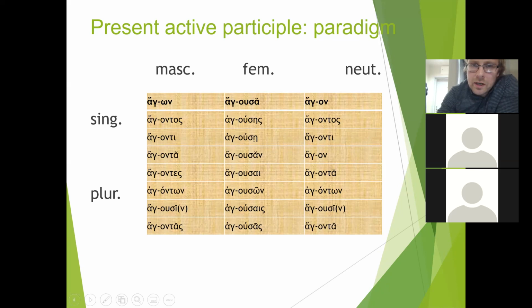You can see that I have a different example verb here. This is the present active participle of the verb ago, which means lead in the active present indicative. So here it's agon, leading.